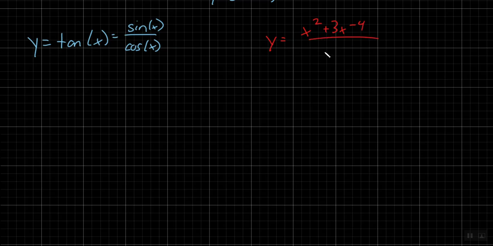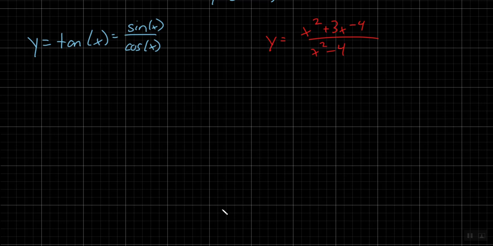Right? Okay. We had to find some vertical asymptotes. How do we find vertical asymptotes of this function? We set something equal to 0. We set our denominator equal to 0. That's how we find the vertical asymptotes. We're going to do the same thing here.